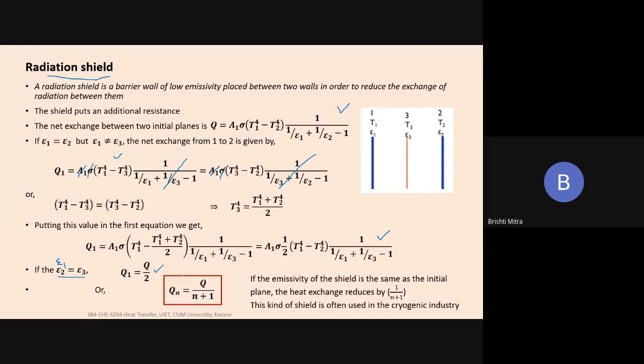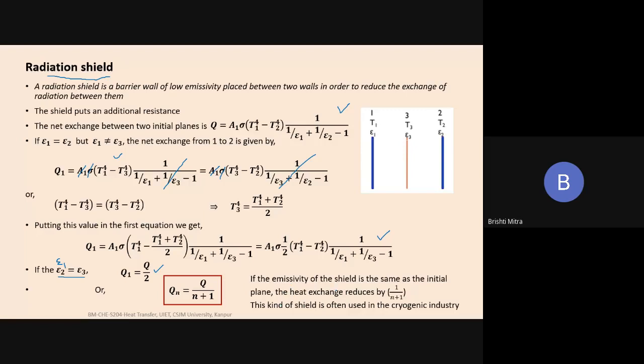So generally we can write that Qn is equal to Q divided by n plus 1, where n is the number of shields I'm putting. So if I put one shield, that means the orange one, one plate out here, my rate of heat transfer goes down by half. If I put 2, it goes down by 1/3. If I put 3, it becomes 1/4. So this can be continued.